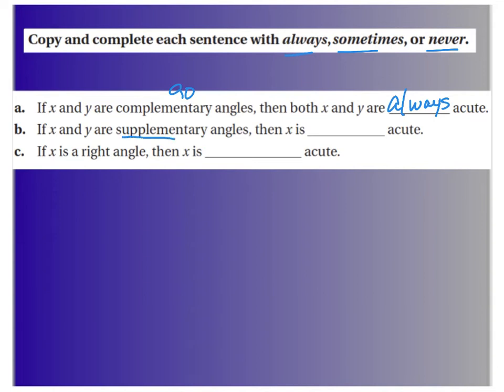If they're supplementary angles, so that means they add up to 180, then x is it always acute? Not always. Sometimes it is acute. Sometimes it might be obtuse. If x is a right angle, so again, that's 90 degrees, then x is never acute. It just says if x is a right angle, then x is never acute. It's always a right angle.